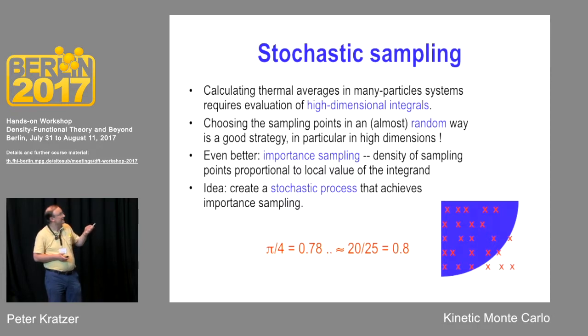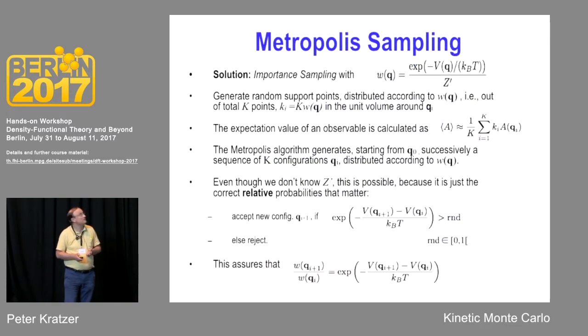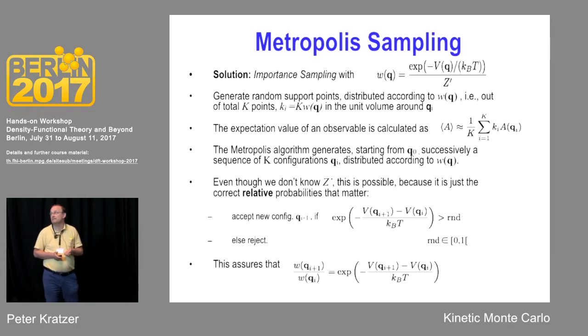And there is another idea that comes with it. To create this distribution of sampling points, we use a stochastic process. So it's not an analytical formula, but a random process that generates the sampling points according to importance sampling. And a famous example is the Metropolis sampling.